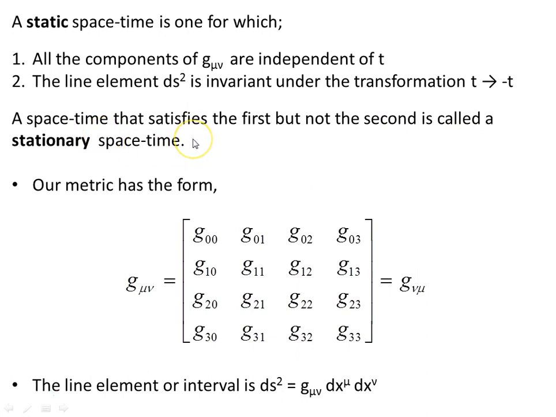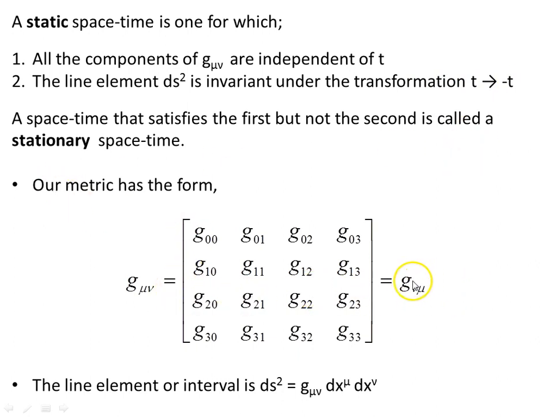An example of this is a rotating object, such as a star, neutron star, what have you. That is an example of a stationary space-time, not a static one. What we're interested in today is the static space-time. So we want the components of the metric independent of time, and we want the line element ds squared invariant under time reversal. Okay, so our metric has this general form.